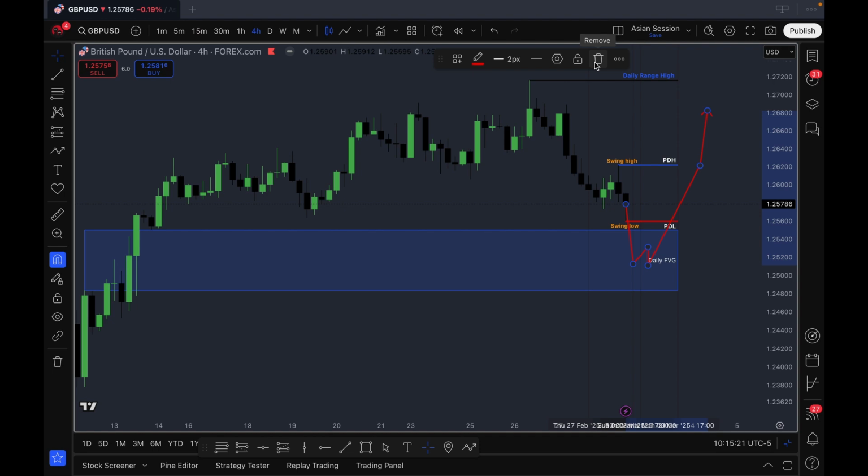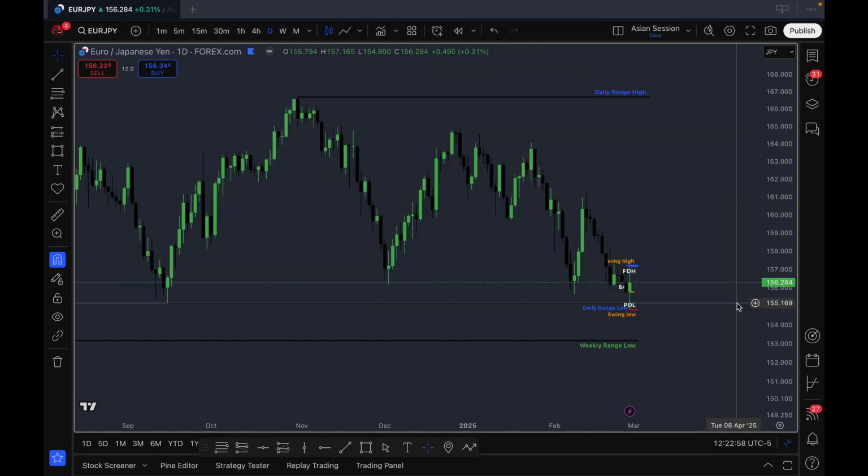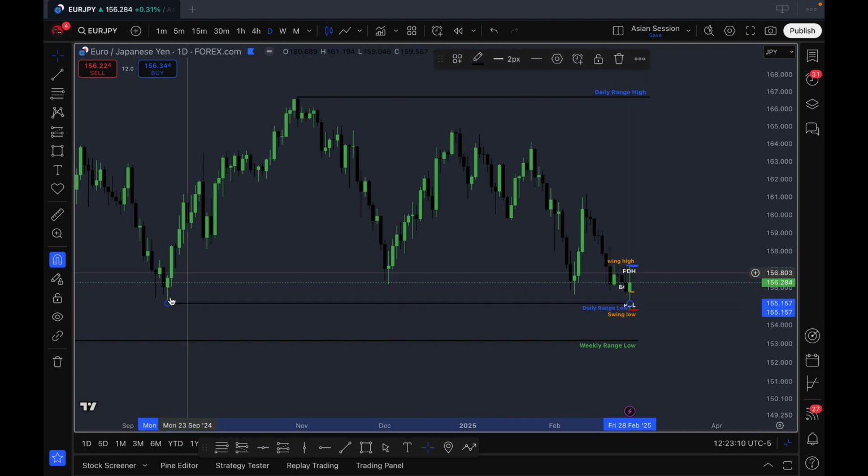The next one in line is euro yen. So now we're looking at euro yen. On a daily time frame, euro yen just broke past the daily range low right here, and it didn't break past it and continue the movement to the downside. It broke past it and retraced back into the range.